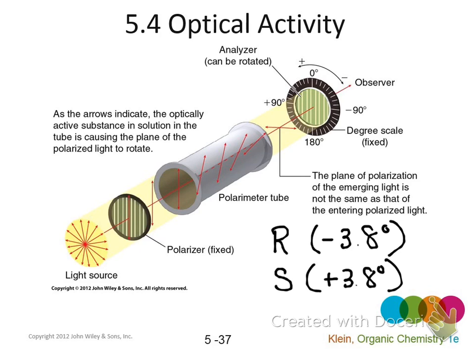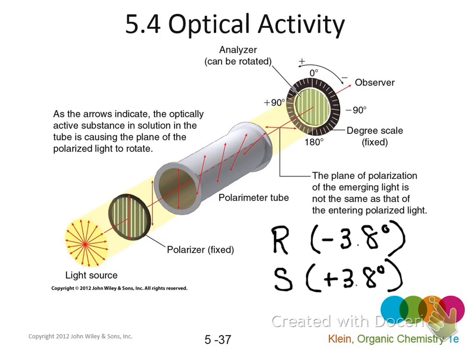Now, let's say I took a 50-50 mixture of R and S and mixed them together. Think about what's going to happen to the light as it comes through a mixture. When it hits an R molecule, it'll turn the light that way. When it hits an S molecule, it'll turn the light that way. What'll happen in the end, though, which is a 50-50 mixture? Yeah, it'll be black again. It won't actually have any optical rotation.